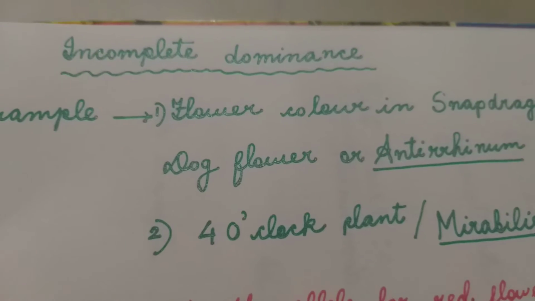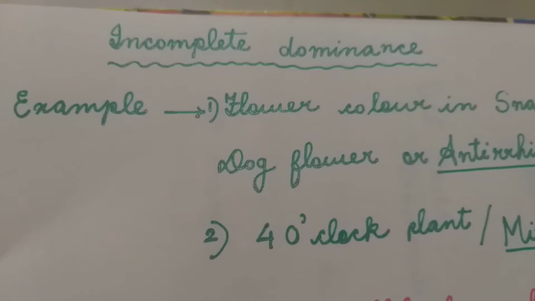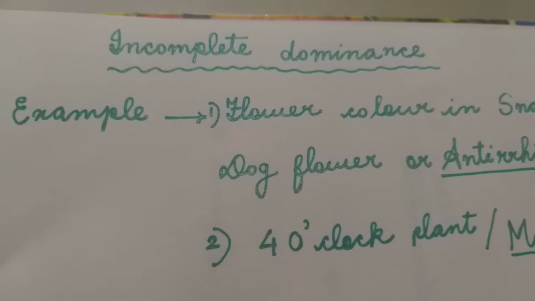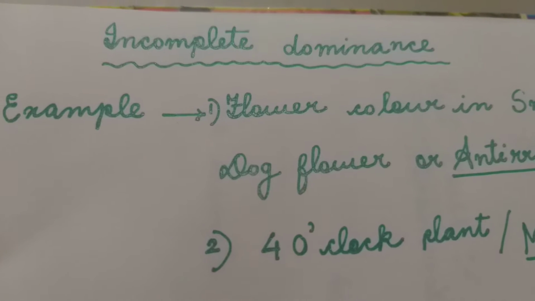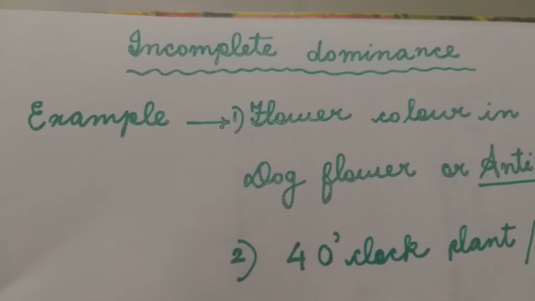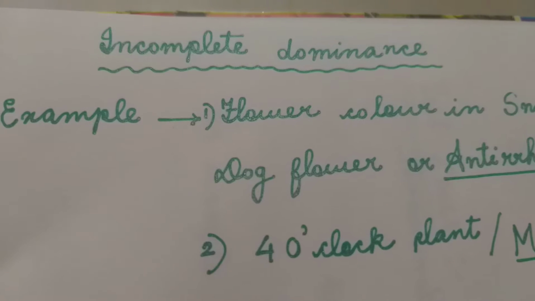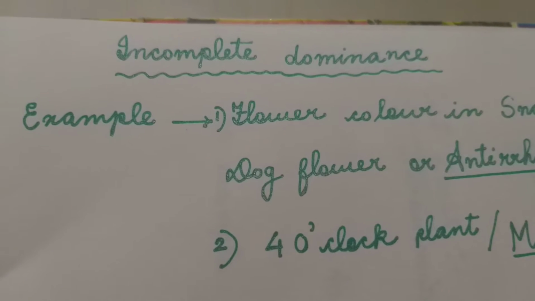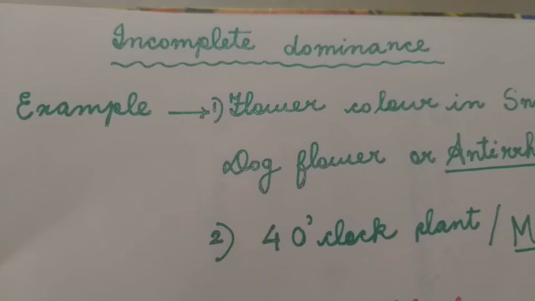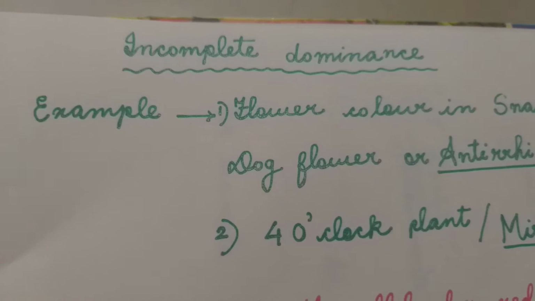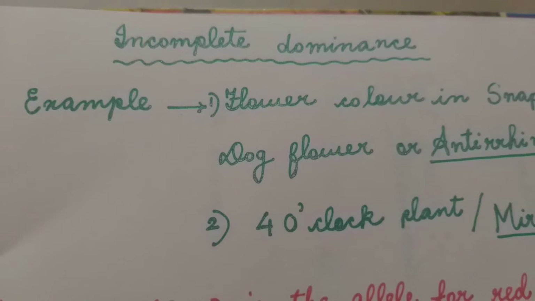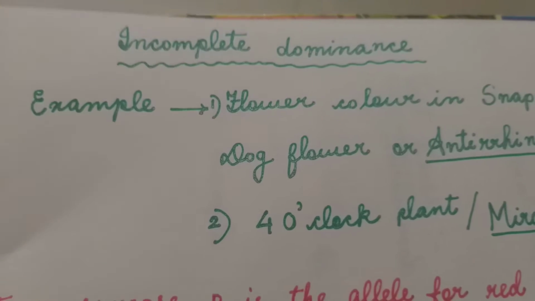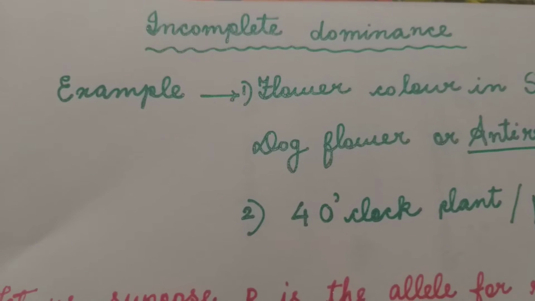Incomplete dominance. Incomplete dominance is a phenomenon which was newly found after Mendelism. Mendel stressed on dominance. One allele is dominant over another allele, which is called recessive. But Mendel's concept of dominance was not accepted universally because there were certain cases where you will observe incomplete dominance. Incomplete dominance is exhibited by certain plants.